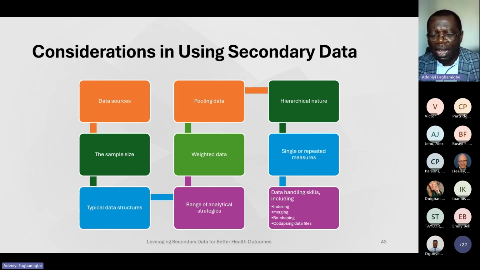Another issue is the data handling skills. Do you want to reshape the data? Is it coming in long format or short format? Do you need to collapse? Do you need to recategorize? Do you need to merge? Do you need to index? These are some of the considerations you need to make when you are using secondary data.